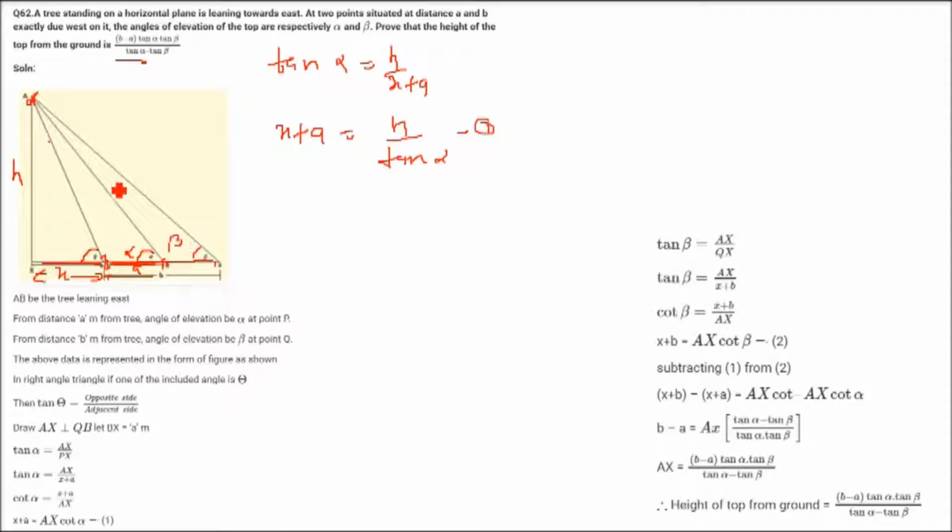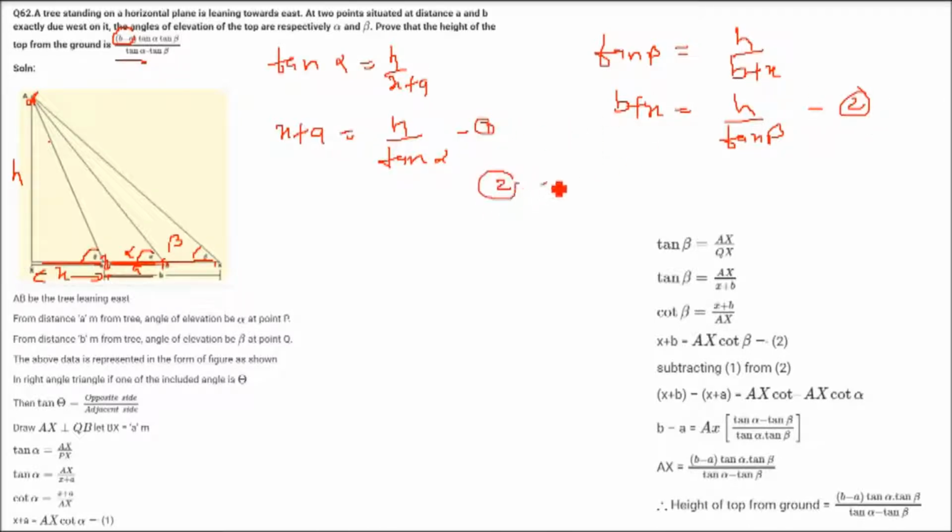Now coming to the bigger triangle, we have beta here. So taking tan beta, it will be perpendicular, that is h, by base. Base is what? This is x and this is b. So b plus x. What do you get? b plus x equal to h by tan beta. So here in the question it is being asked b minus a. So let us take the second one and the first one.